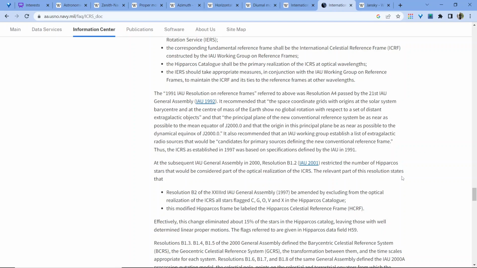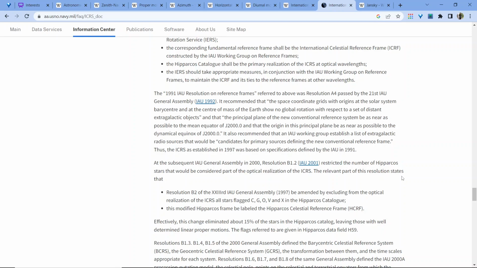The 1991 IAU resolution on reference frames referred to above was Resolution A4, passed by the 21st IAU General Assembly, IAU 1991. It recommended that the space coordinate grids with the origins at the solar system barycenter and at the center of mass of the Earth show no global rotation with respect to a set of distant extragalactic objects, and that the principal plane of the new conventional reference system be as near as possible to the mean equator of J2000, and that the origin in this principal plane be as near as possible to the dynamical equinox of J2000. It also recommended that an IAU working group establish a list of extragalactic radio sources that would be candidates for primary sources defining the new conventional reference frame. Thus, the ICRS, as established in 1997, was based on specifications defined by the IAU in 1991.